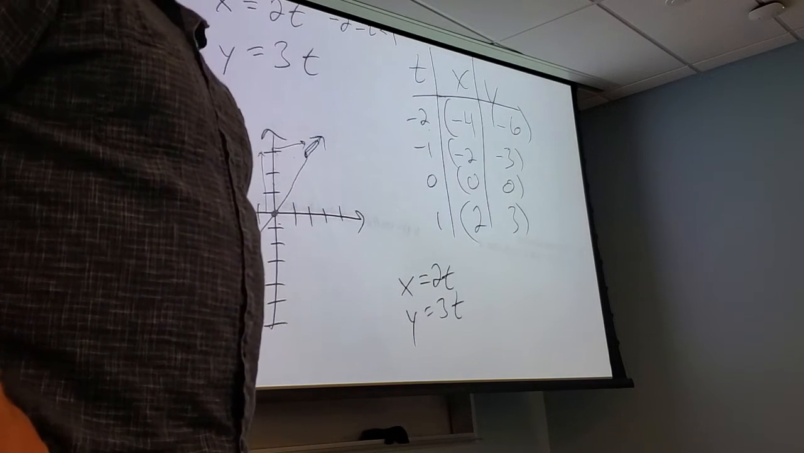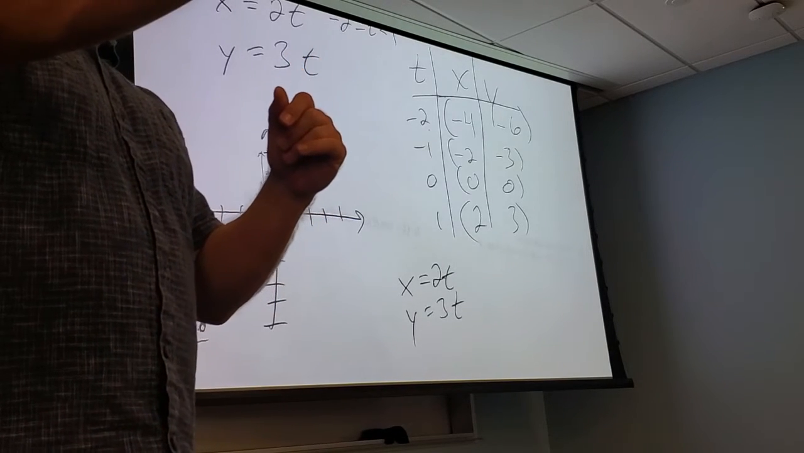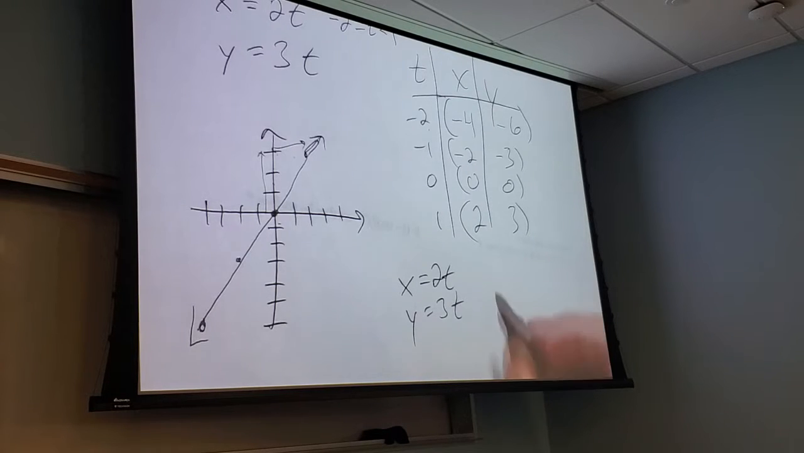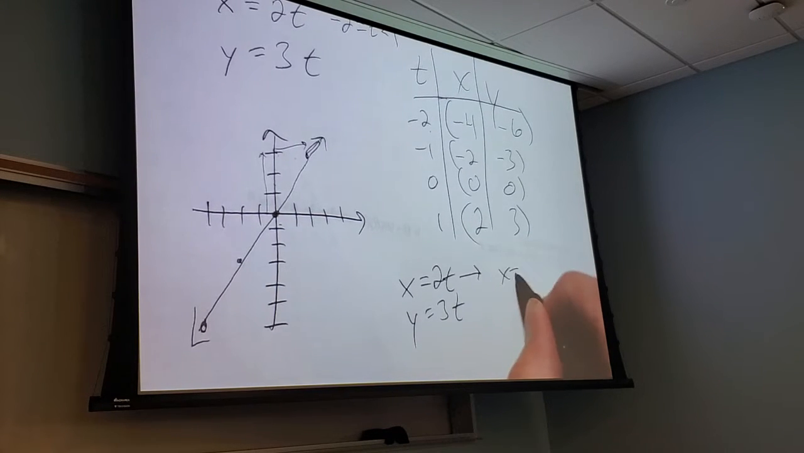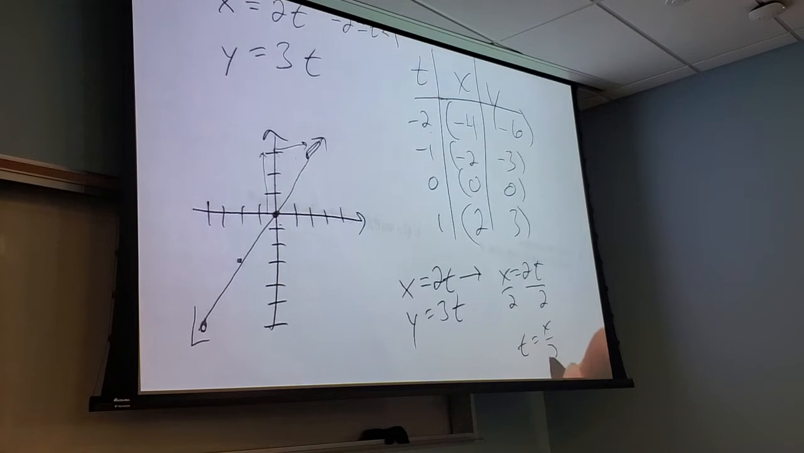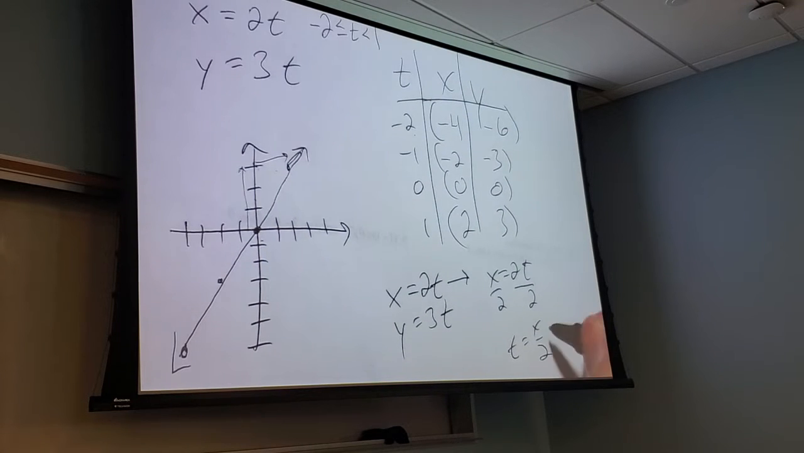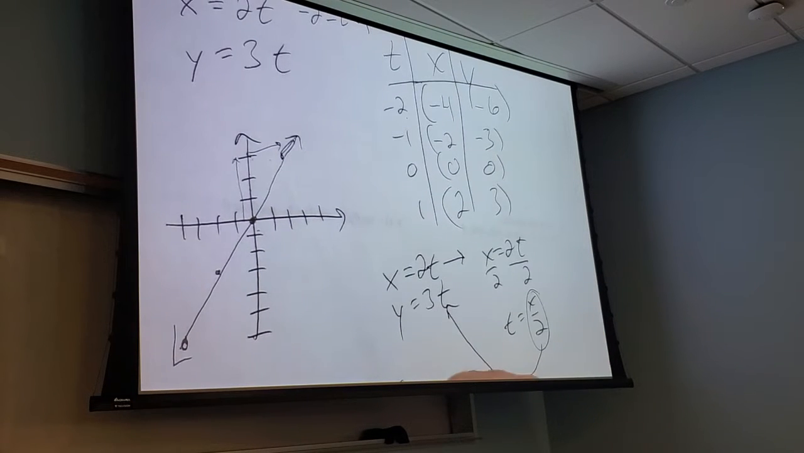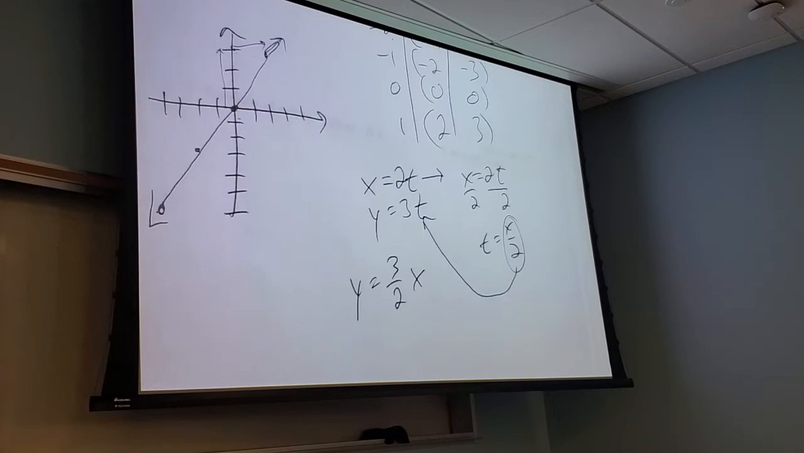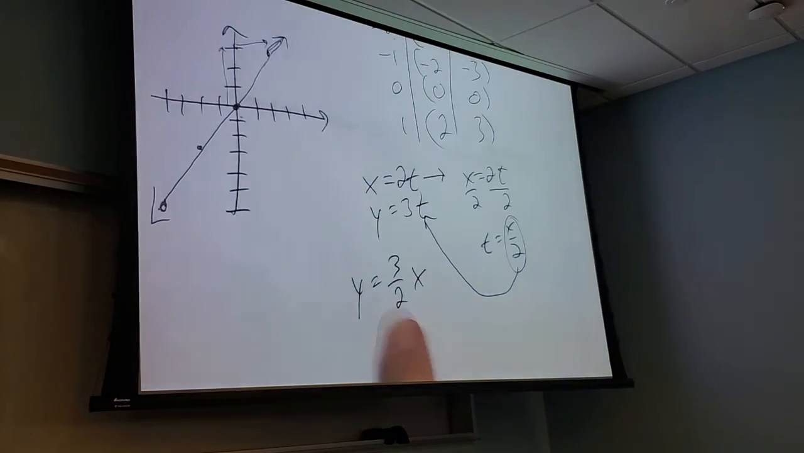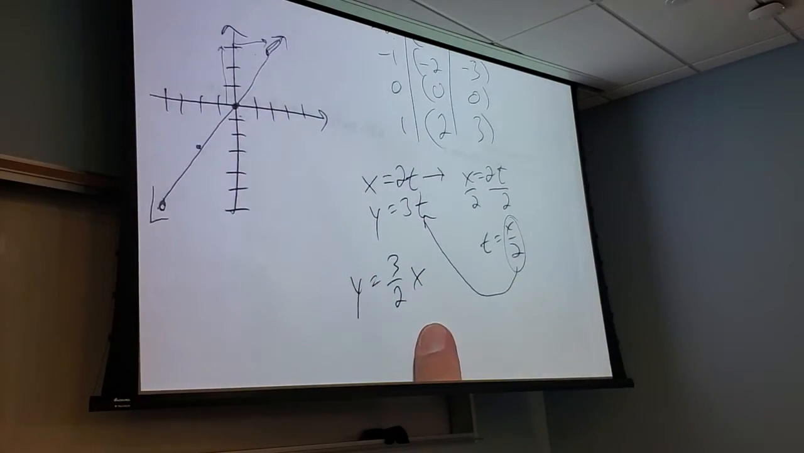How can I get rid of the t? I pick one of the 2 equations and I solve for t. That's one way I can do this. So let me pick the first one. How do I solve this first one for t? Like you said, I divide. So I get t is x over 2. So wherever I see t, I can put this, correct? Isn't this a line that has a 3/2 slope? And it goes through the origin, so that's not a surprise.